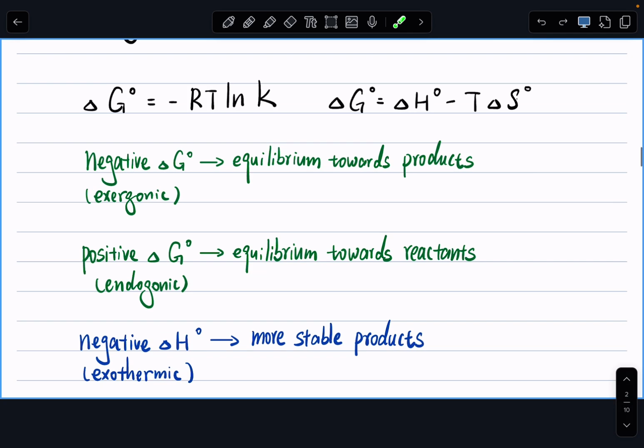All right. And then some of the general chemical intuition of thermodynamics, or some of the terminologies. Negative delta G naught. I'll take more questions later on. Negative delta G naught is saying equilibrium is tilting towards the product. Positive delta G naught is reaction going towards the reactant.